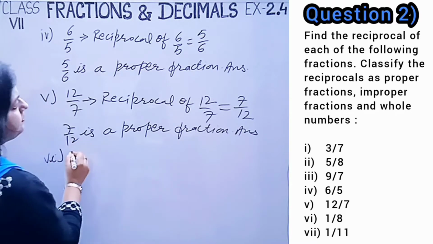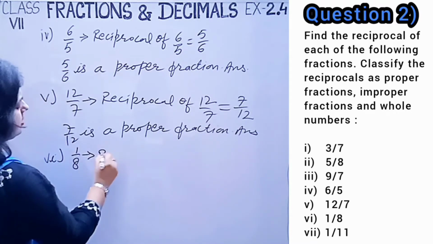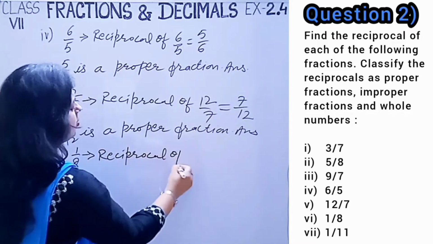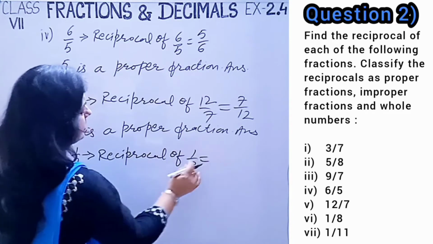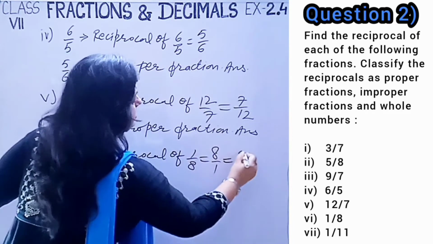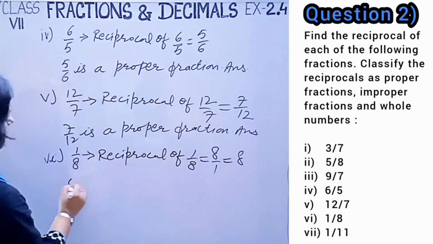Sixth part, 1 upon 8. So reciprocal of 1 by 8 is 8 by 1 and 8 by 1 is equal to 8 and 8 is a whole number.